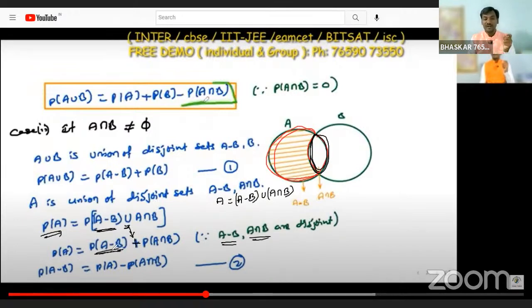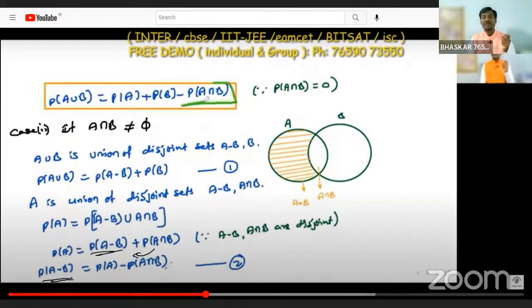I want the probability of A minus B. So send probability of A intersection B to the other side. Probability of A minus B is equal to probability of A minus probability of A intersection B. This is equation 2. The probability of A minus B part, I am going to substitute in place of this.